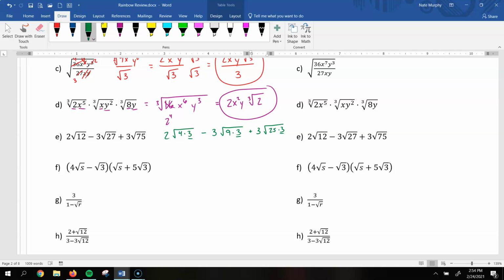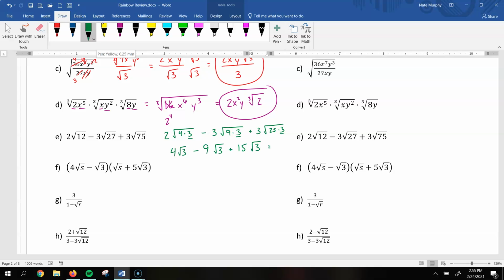So watch what happens now when I take and simplify these, because the square root of 4 would be 2, and then I already have a 2 outside of there. So I'm going to multiply the 2 that I factor out times that 2, so we're going to get 4 times the square root of 3. Minus, the next one, square root of 9 is 3. So again, I already have a number outside of there, another 3, so 3 times 3 would be 9. And then we're left with the square root of 3. For the last one, square root of 25 is 5, and 5 times 3 would be 15. And we're left with the square root of 3.